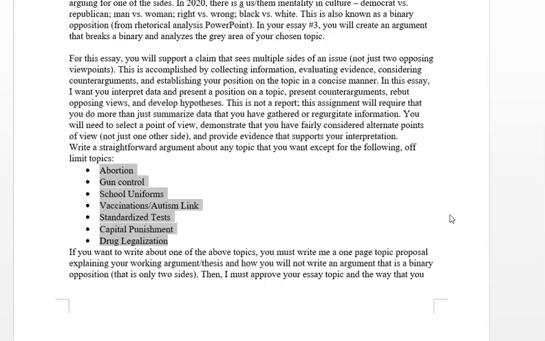Gun control, you have the 2 binaries: all guns or no guns. So, people who believe everybody should have a gun, and people who believe that no gun should be around at all. However, there is a middle ground, that gray area, which might be the argument of background checks, or that somebody who has been convicted of a violent crime should not be able to have a gun for an extended period, or something along those lines.